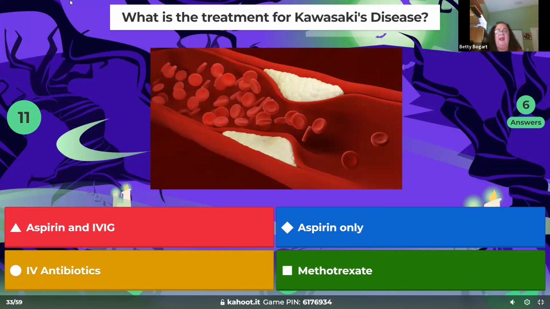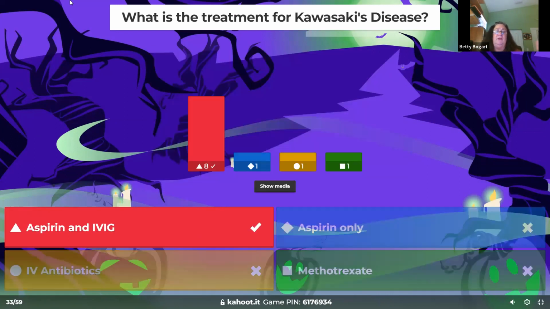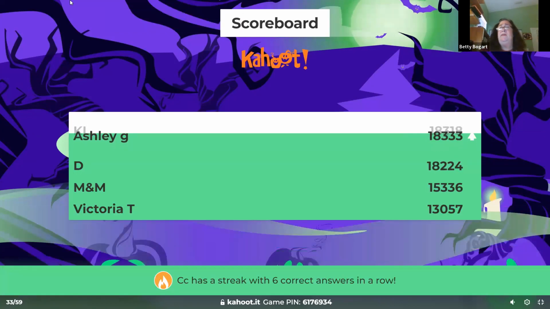Remember, this is an overall systemic vasculitis, inflammation of vessels. And we're going to treat it with aspirin to prevent clots and to decrease the swelling, and the IVIG for your immune system because it is a viral type thing.